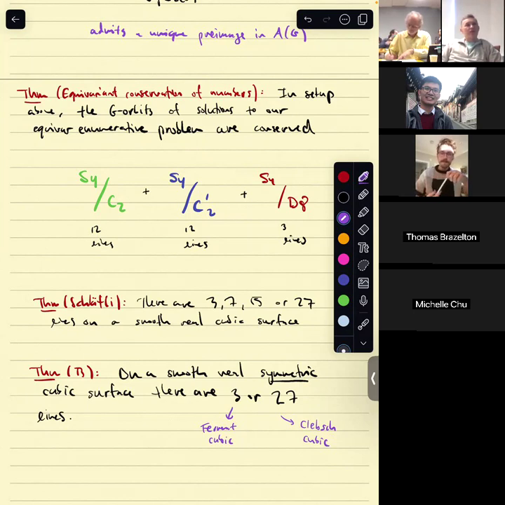Can you say again why you can rule out the 2 families of 12 lines?